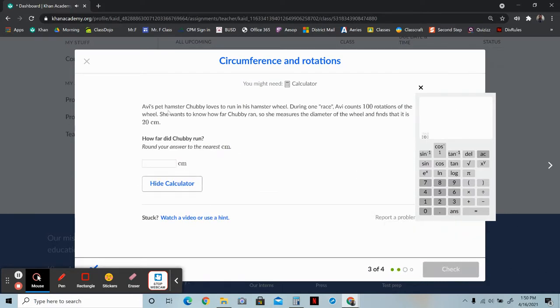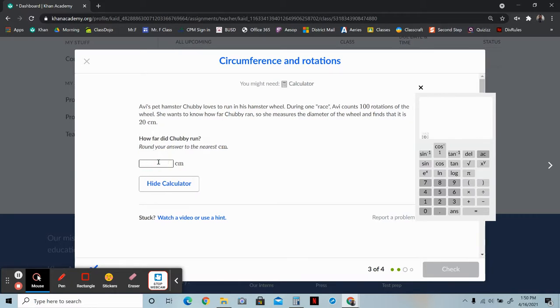And this one says, Avi's pet hamster Chubby loves to run in his hamster wheel. During the one race, Avi counts 100 rotations of the wheel. She wants to know how far Chubby ran, so she measures the diameter of the wheel and finds that it is 20 centimeters. So how far did Chubby run? He ran 20 times 3.14. That's the circumference of the wheel, the distance he travels every rotation. Then it's 100 rotations, so you times that by 100. So that's the math you're going to be doing.